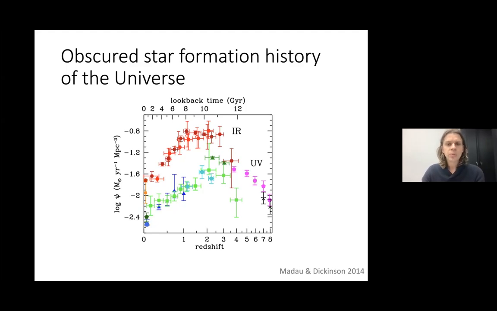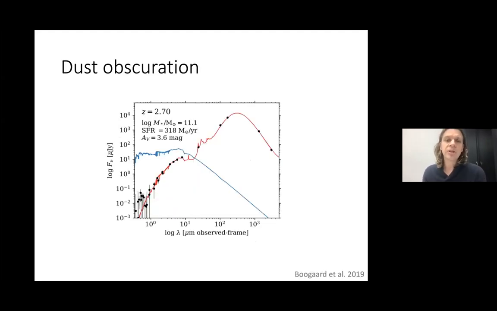So just to very quickly focus again on dust-obscured star formation, what happens in a galaxy. This is a figure I took from a paper by Leindert Boogaard. The blue line that you see here is the SED of a galaxy at redshift 2.7 with this particular stellar mass and star formation rate. That's not really relevant here, but it is the SED of a particular galaxy if there was no dust. However, there is dust in these galaxies.